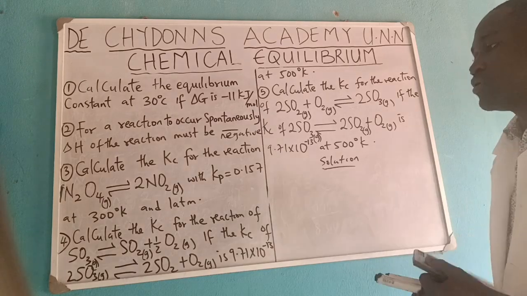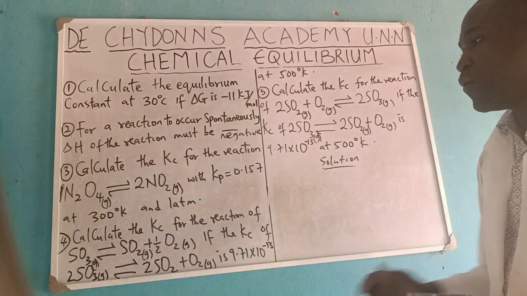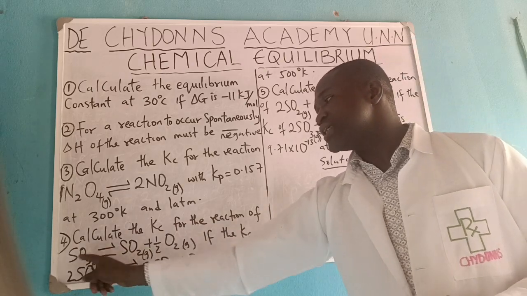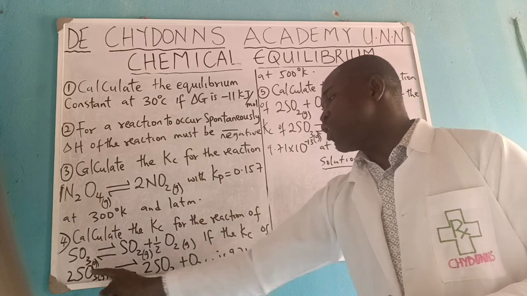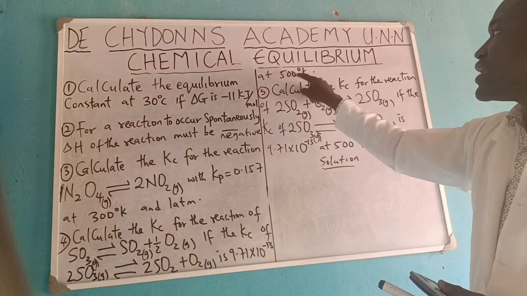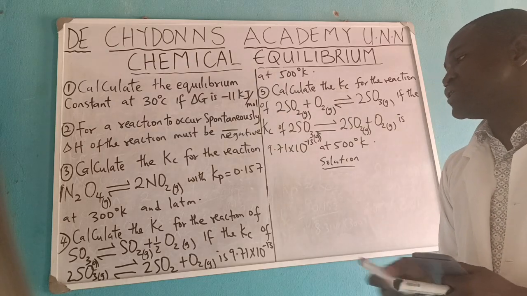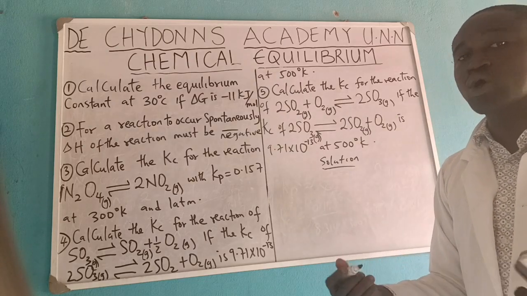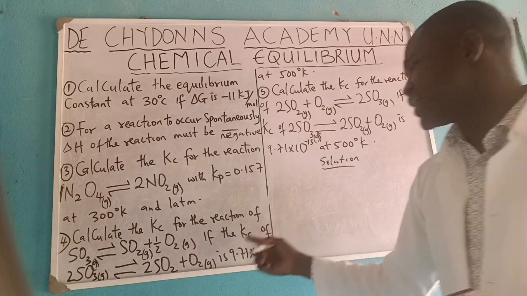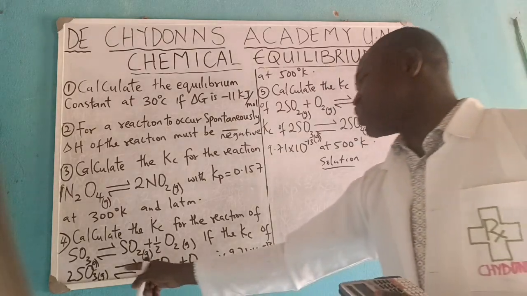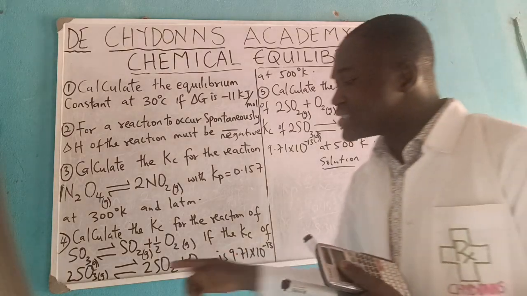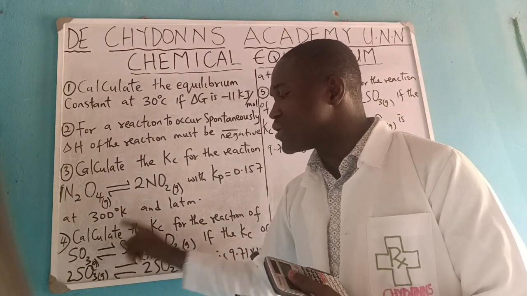Okay? Now to solve question number 4. Calculate the Kc for the reaction of this if the Kc of this is this at 500 Kelvin. This is when you apply those principles we talked about in the introduction part of this video. What do we mean? They gave us the Kc of this. That means the Kc of this is this. How is this related with this equation? How is the equation that they gave us the Kc for related with the first one?